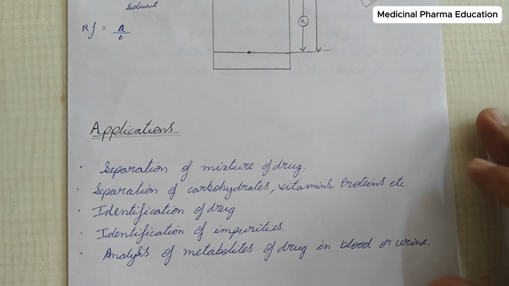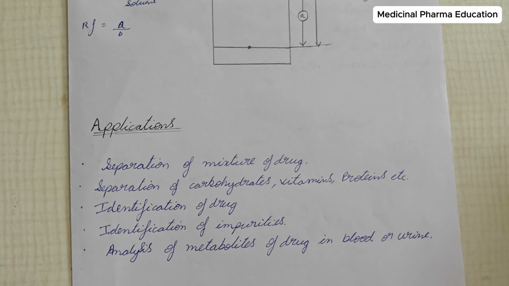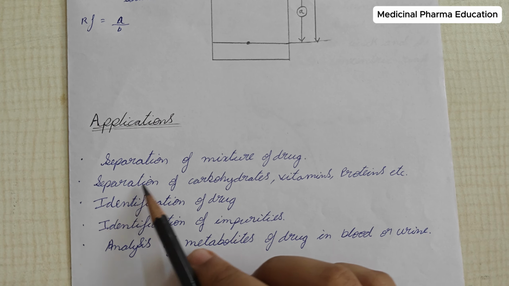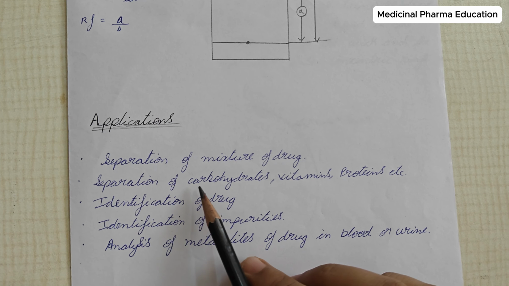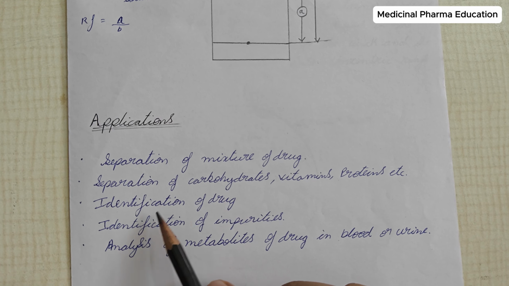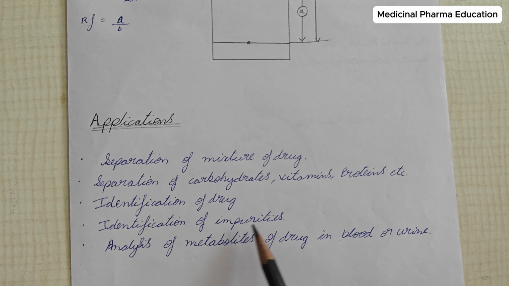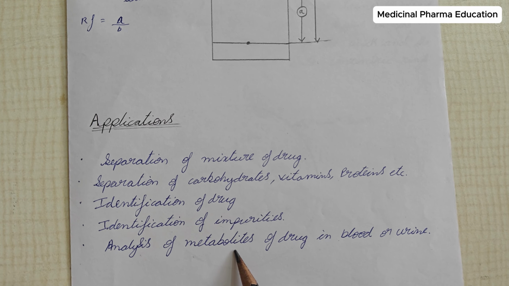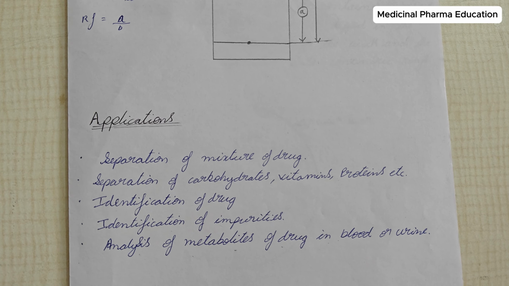And what are the applications of paper chromatography? Everyone knows, this is the easiest part. Separation of mixtures of drugs, separation of carbohydrates, vitamins and proteins, identification of drugs, identification of impurities, analysis of metabolites of drugs, and drugs in blood and urine. This is the basic paper chromatography discussion.